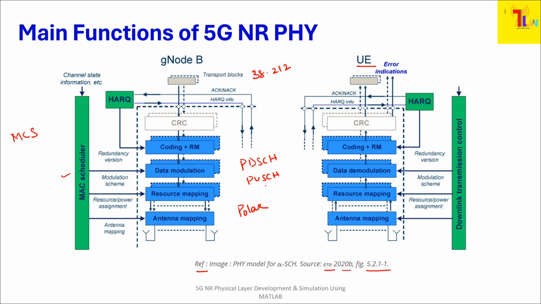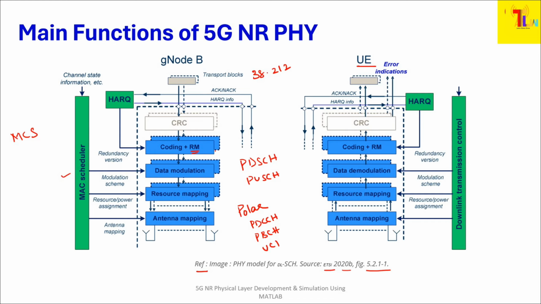The LDPC is used basically for the data part, whereas polar codes are used for the control channels, that is PDCCH, PBCH, and some UCIs also come under this. Because polar is efficient at short block lengths, it is utilized for the control channels. Then comes the rate matching, the RM, which has been mentioned over here. This is the rate matching part.